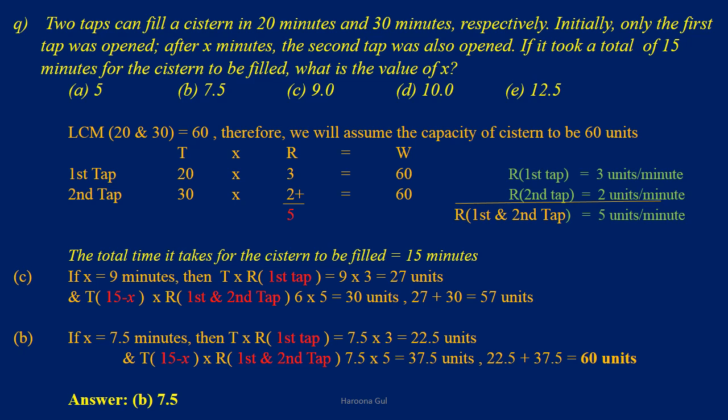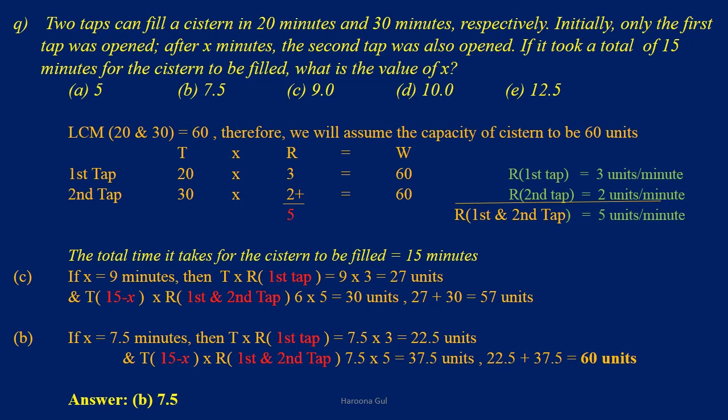So if we take option C, which is x is equal to 9 minutes, then 15 minus x is equal to 6 minutes, and the 9 into the rate of first tap is equal to 27 units, and 6 into 5, that is the combined rate of first and second taps, is equal to 30. So 27 plus 30 is equal to 57 units, which is not the right answer.